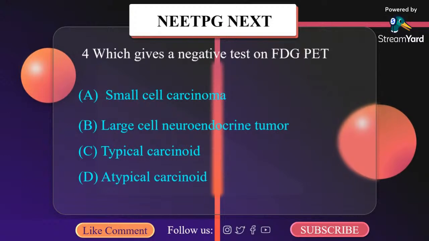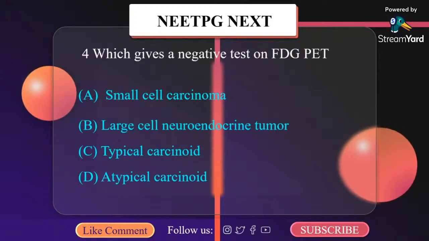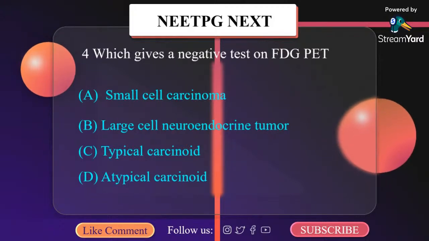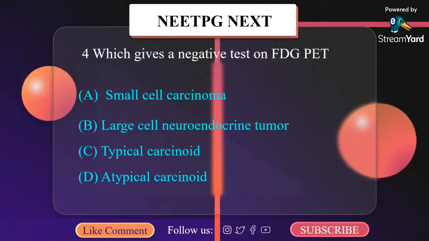Which gives a negative test on FDG PET? A. Small cell carcinoma. B. Large cell neuroendocrine tumor. C. Typical carcinoid. D. Atypical carcinoid. So this is typical carcinoid.